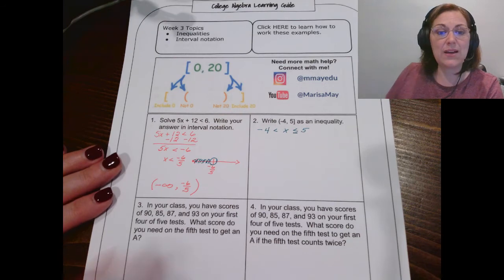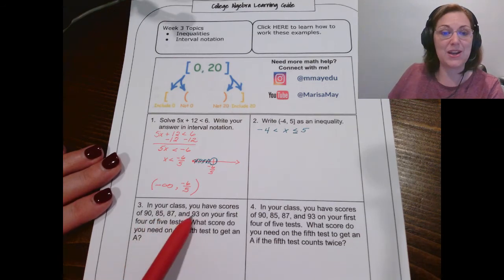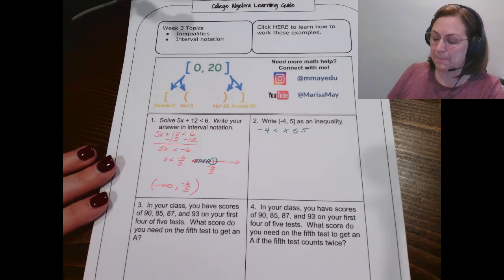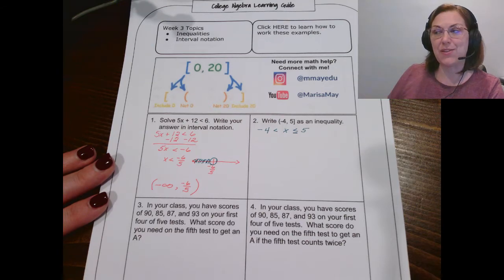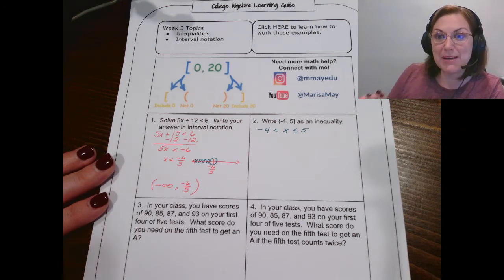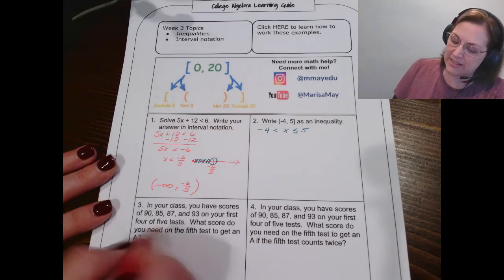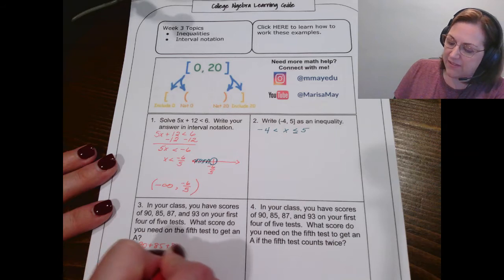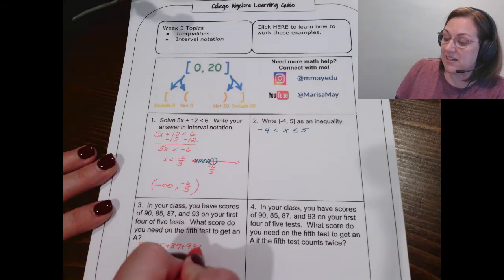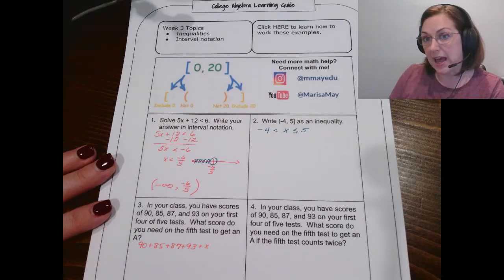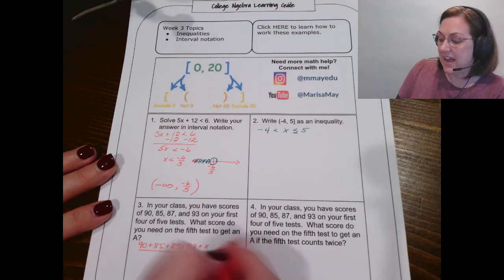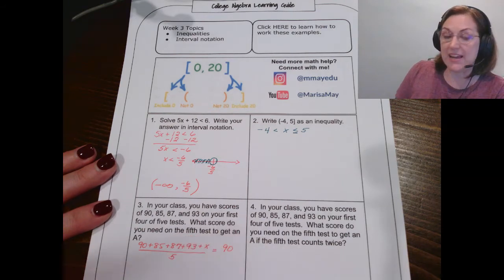All right, look at number 3 then. In your class, you have scores of 90, 85, 87, and 93 on your first 4 of 5 tests. What score do you need on the 5th test to get an A? We've got to average these grades together. Most of us remember averaging means to add them up and divide by the number of tests. So I'm going to add up 90, 85, 87, and 93, and then the 5th test I'm calling x. I'm going to divide by 5 because there are 5 tests now. And I need this to equal an A of 90.